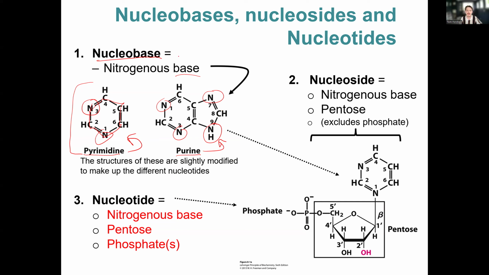Now, if you get the base and you add it to the pentose sugar, and remember from carbohydrates, it's a sugar, pent, 5, so it's a 5-member sugar. If you take the base, add it to the pentose sugar, you get the nucleoside. That's 1 plus 2, not including the phosphate. And like I say, it's a 5-membered sugar.